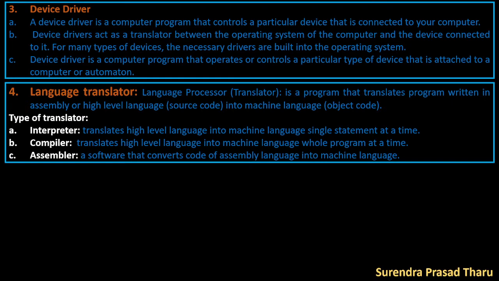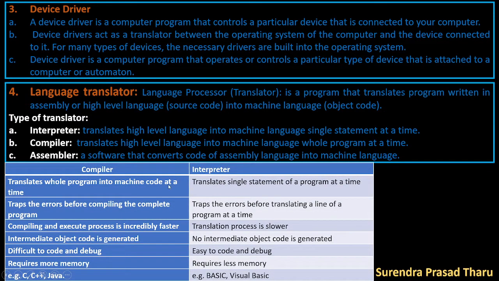And the interpreter and compiler have the same task. They translate the high level language, the human understandable language, into machine level language so that the machine can understand. But there is one simple difference. An interpreter translates high level into machine level, a compiler also translates high level into machine level, but an interpreter translates a single statement at a time, whereas a compiler translates the whole program at a time.